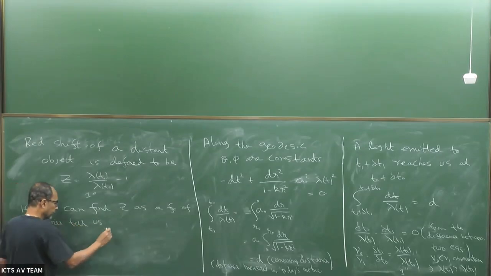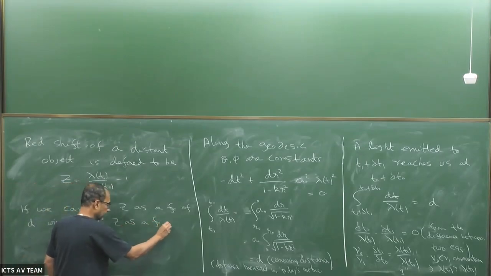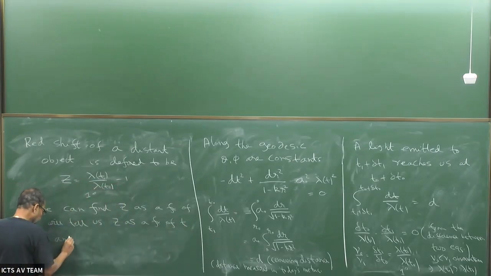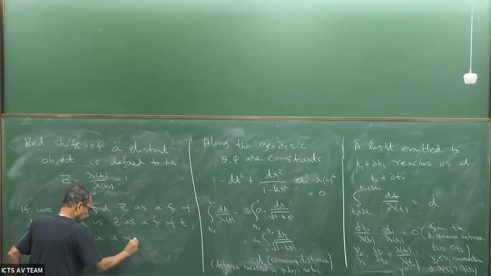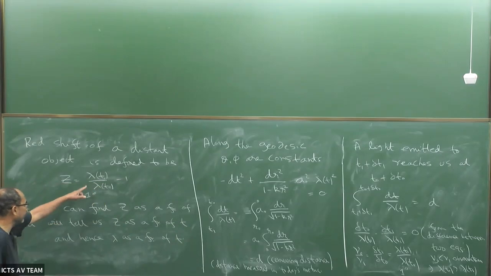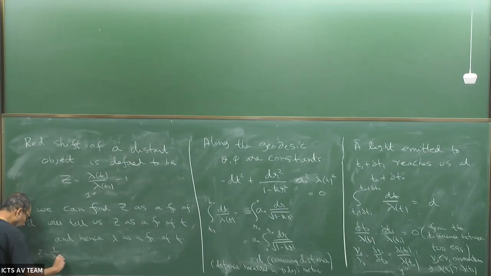Z as a function of T, and hence lambda as a function of T. Lambda and Z are simply related: Z is just 1 over lambda of T minus 1. Is this clear? So you have to somehow find T as a function of D. But T as a function of D requires lambda. So it's a complicated set of equations which you have to solve, right?